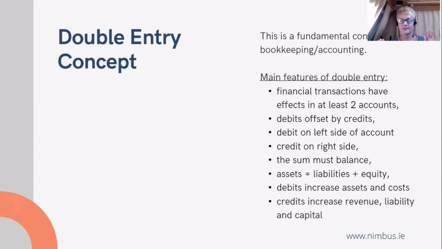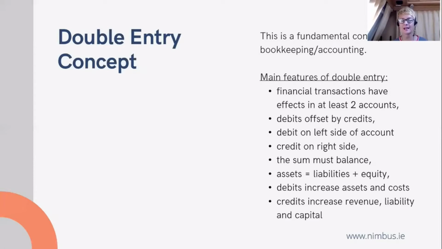That means that debits offset credits. So in other words, on the debit side, you enter 100, so you have to enter 100 on the other side, on the other account as well. And the net effect is 0. The sum must balance. And the next thing is the golden equation of accounting. Assets must equal liabilities and equity. The trial balance, the balance sheet must balance, in other words.